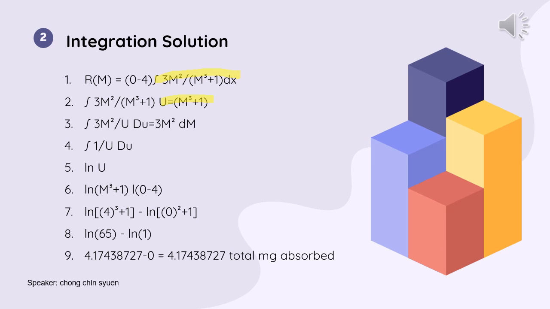I will get the equation: integral of 3m squared over u, du. Then I will get the answer to be ln u, and by substituting 4 mg into the equation, I will finally get the answer to be 4.174 total milligrams of drug being absorbed into the body.